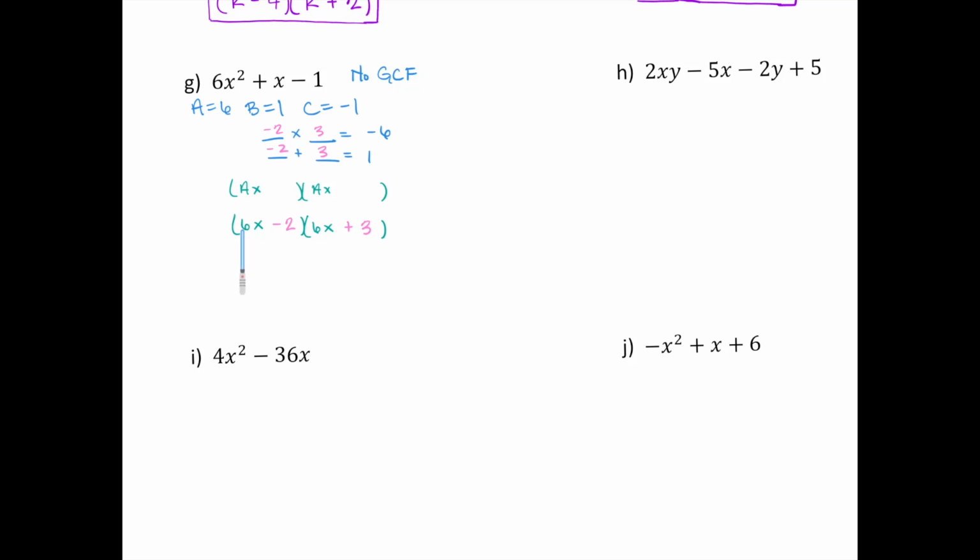So is there a number that we can divide both 6 and 2 by? Yes, we can divide by 2. And that gives me 3x minus 1. Is there a number that I can divide both 6 and 3 by? Yes, that is a 3. And so that becomes 2x plus 1. So don't forget to simplify.